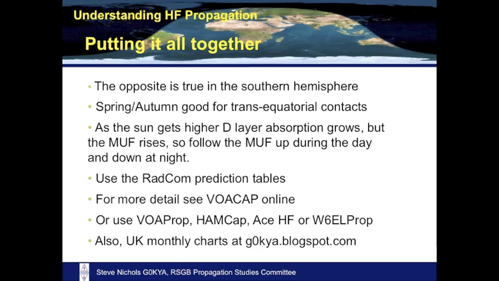Also, I maintain UK monthly propagation prediction charts, as I said, at g0kya.blogspot.com. So if you go to g0kya.blogspot.com, follow the link on the right hand side, and you'll find a monthly chart that will let you select a band and an hour, and it will show you where you're likely to work. So you can very quickly compare different bands at different times, or you can compare different times for a particular location. What would be the best time to work a specific location on a particular band?